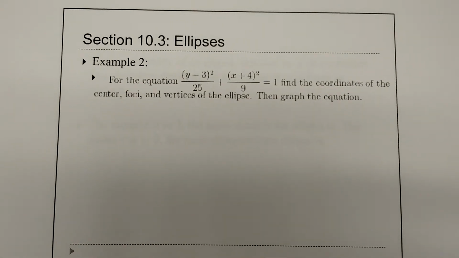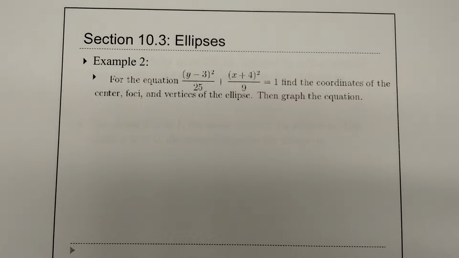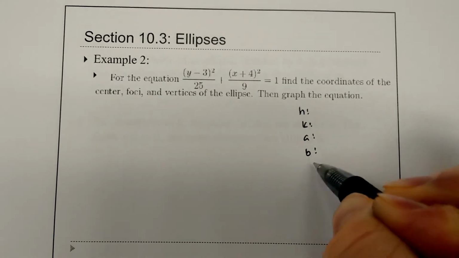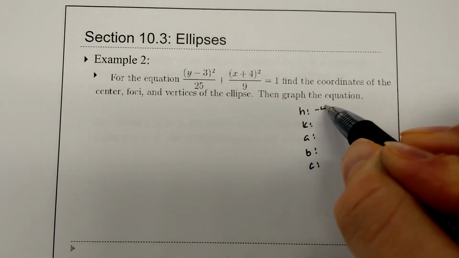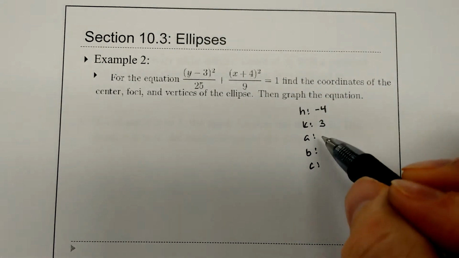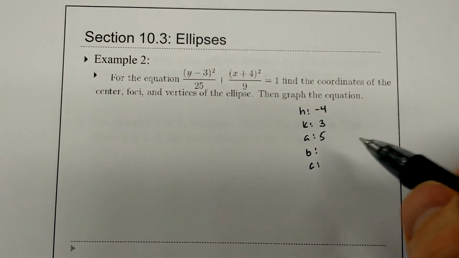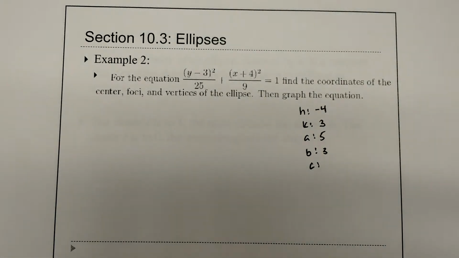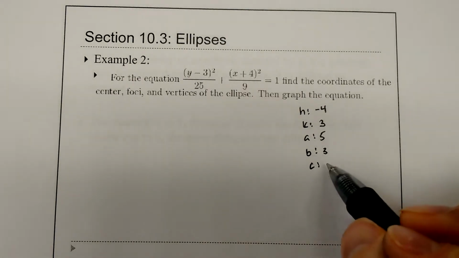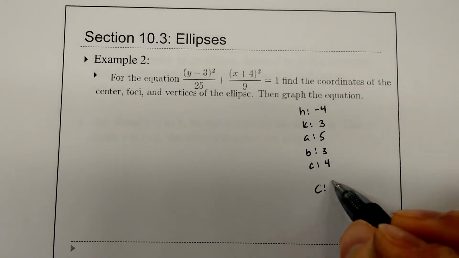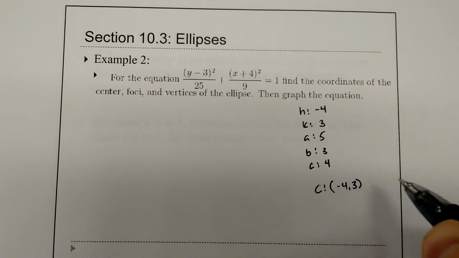Okay, so here's just given an equation. Find the coordinates of the center, foci, and the vertices. So I need h, k, a, b, c. h is going to be -4, opposite of what's with the x. k is going to be +3. a is going to be 5, the square root of the larger, and b is going to be 3, the square root of the smaller. To get c, I do 25 minus 9, and take the square root of that number. So c is 4. So the center lies at (-4, 3).